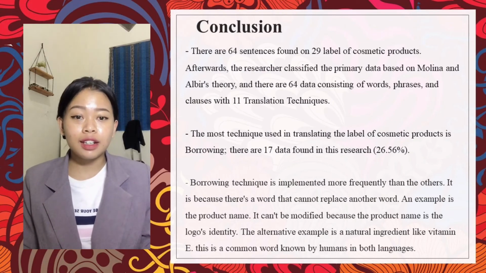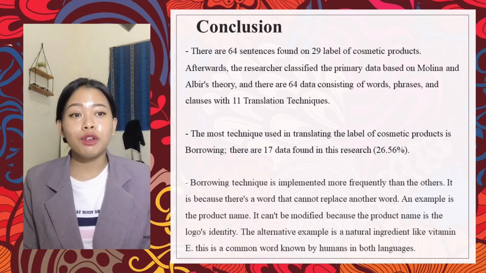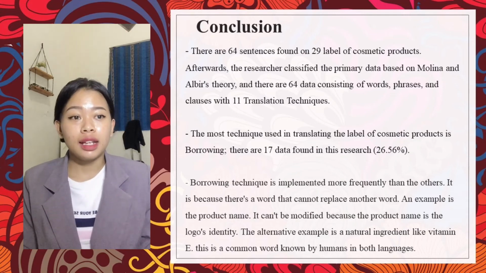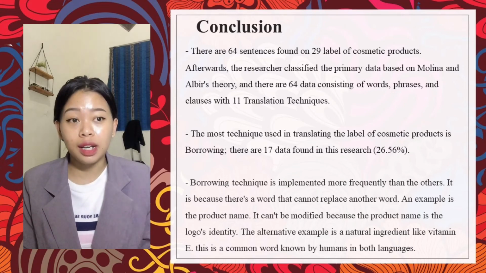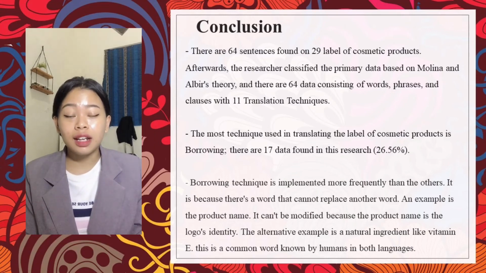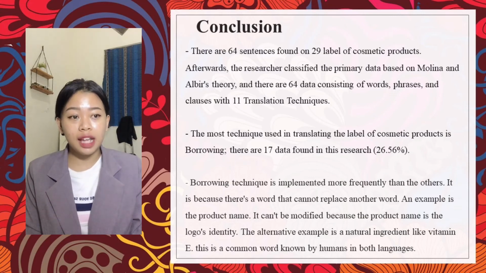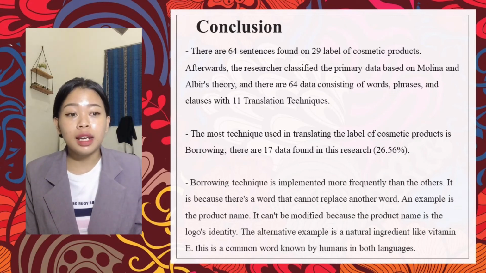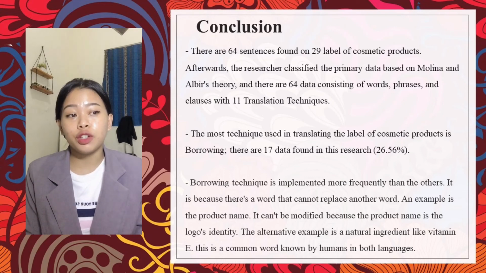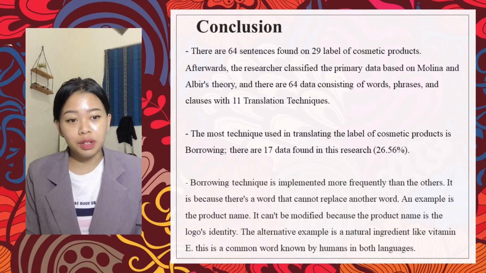And then the last is the conclusion. There are 64 sentences found on 29 labels of cosmetic products, and the researcher classified the primary data based on Molina and Albir's theory. There are 64 data consisting of words, phrases, and clauses with 11 translation techniques. And the most used technique in translating the label of cosmetic products is borrowing. There are 17 data found in this research.